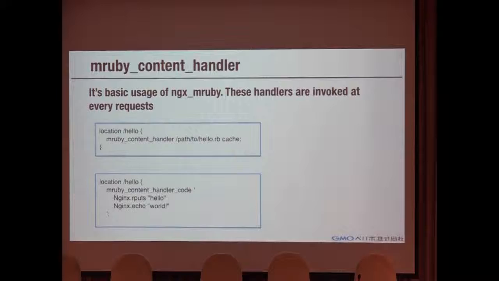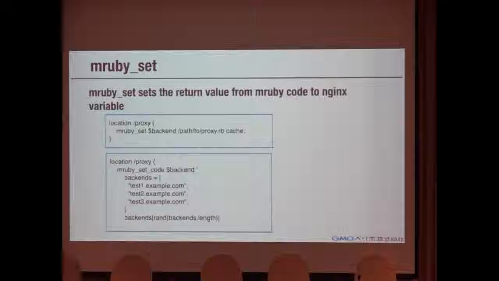ngx_mruby has many hook points for invoking Ruby code in Nginx. First, mruby_content_handler. It is the fundamental usage of ngx_mruby. It invokes the hello.rb file with a cache mechanism. You can write inline code with the _code suffix, mruby_content_handler_code. It invokes this on every request. mruby_set sets the returned value from mruby code to Nginx variables. The _code suffix is the same as before.